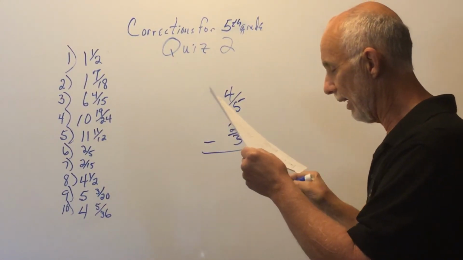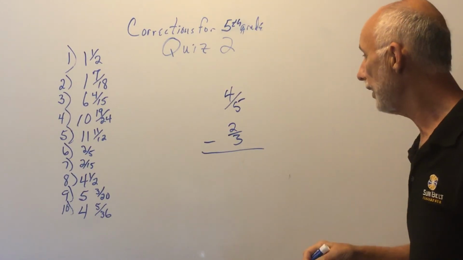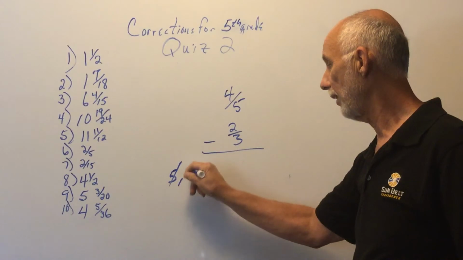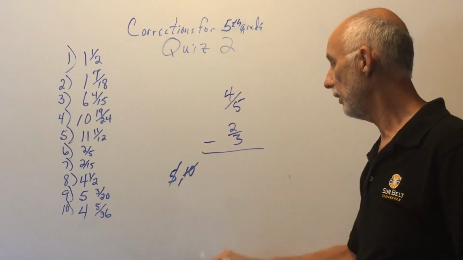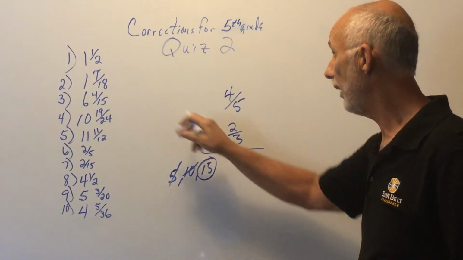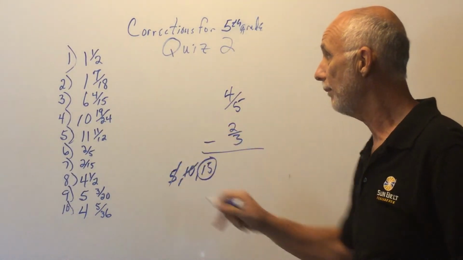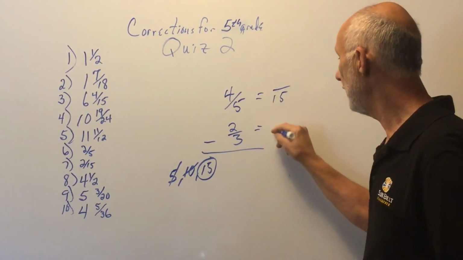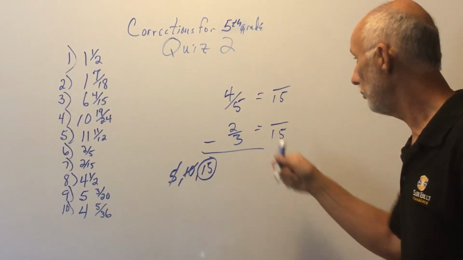I need a common denominator for 5 and 3. 5 times 1 is 5, 3 doesn't go into that. 5 times 2 is 10, 3 doesn't go into that. 5 times 3 is 15, 3 does go into that. By the way, we found that same common denominator for problem number 3. Common denominator is 15. Now I've got to find the missing numerator.